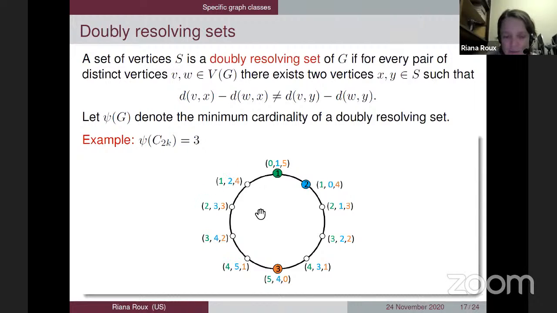Let's look at the 2 vertices on the left-hand side of the green one. If you look at the blue and the green colors, you will see that their differences are the same. 2 minus 1 is 1 and 3 minus 2 is 1. But if we consider the blue and the orange distances, we can see that it differs. 3 minus 2 is 1, 3 minus 4 is minus 1. So that means that the blue and the orange vertex doubly resolve those 2 vertices. And this is a very important concept if we want to show our upper bound.